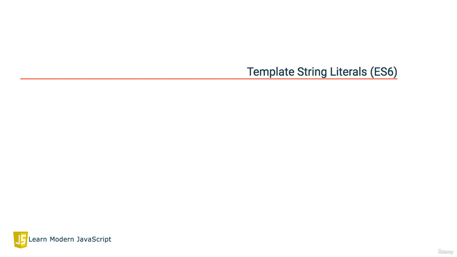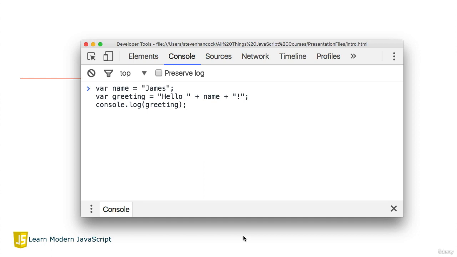I'm going to open the console. I've already entered a few lines of JavaScript here in the console. First, we declare a variable name and we assign it a value of James. Then we declare another variable and assign it a value of hello concatenated with the name variable concatenated with an exclamation point. And then we log that.